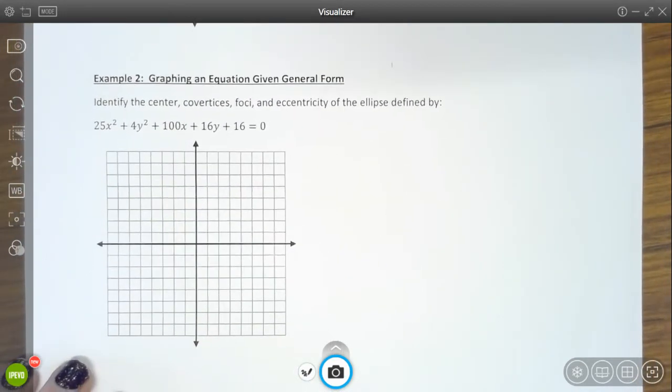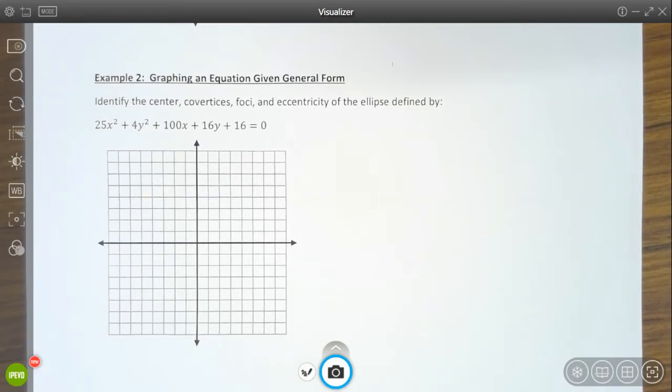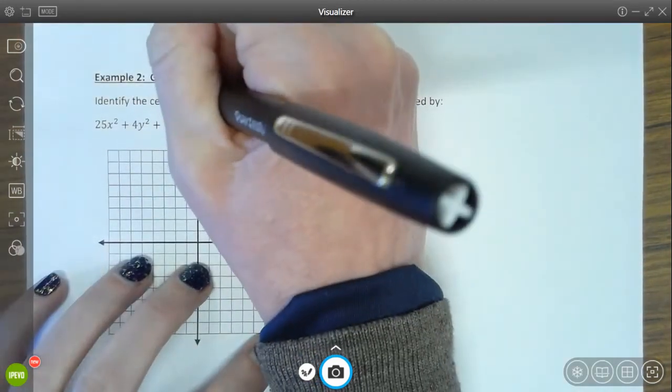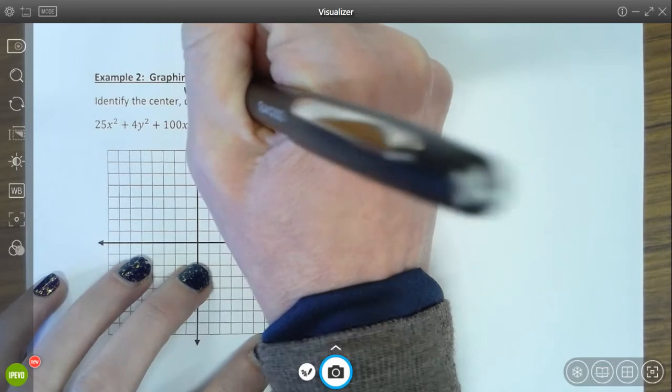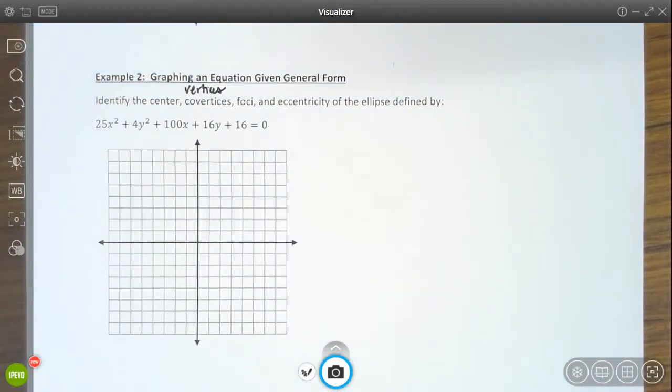So notice here it's not going to be as easy for me to draw my graph. And once again, I forgot to put my vertices in my list. Those are some key points that we need. It's not going to be easy for me to identify my center because I don't have that fraction set up and it doesn't say equals 1 like we want. So when we're given an equation in general form, we're going to want to complete the square and rewrite our equation so that it matches up with standard form so we can get those key characteristics.